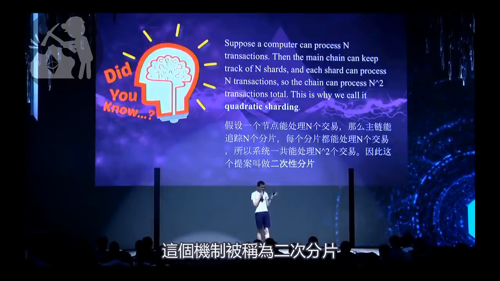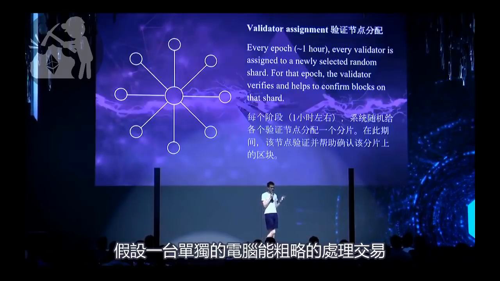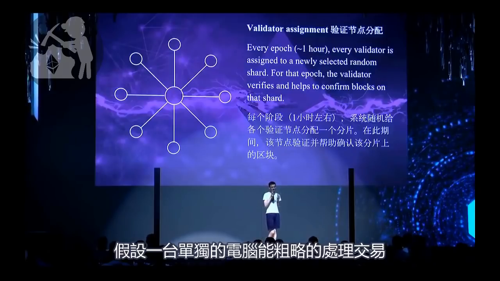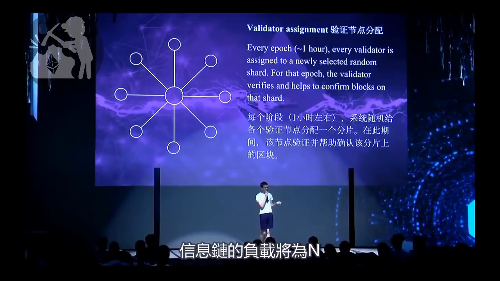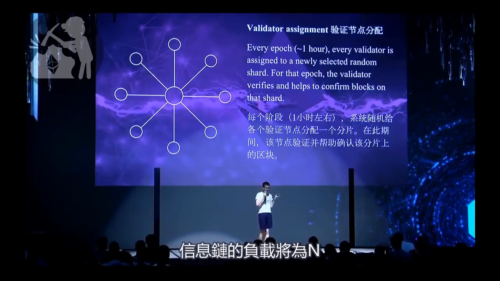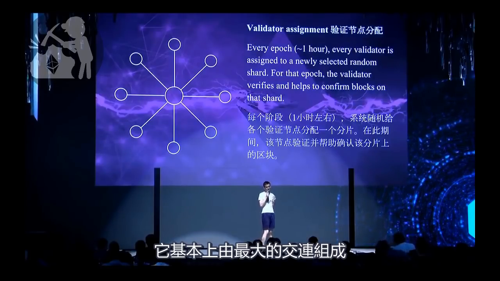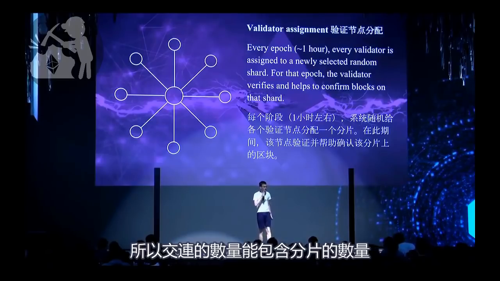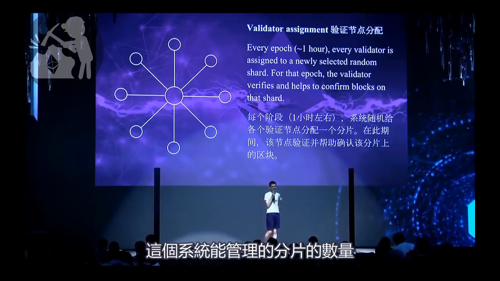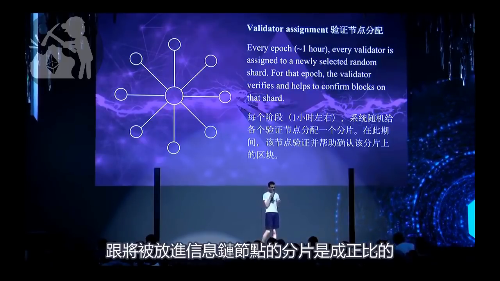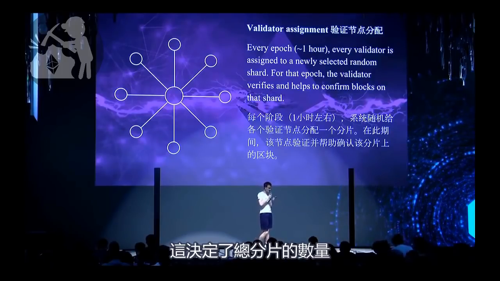Now it's called quadratic sharding because, well, the implication here is that if you suppose one single computer can process roughly n transactions or kind of n objects, then the load of the beacon chain is going to be n. And the load of the beacon chain basically consists of, the largest portion of it is crosslink transactions, right? So the number of crosslinks that it can include, and so the number of shards that the system can manage is proportional to the load that we're willing to put onto a beacon chain node. Now, so that decides the number of shards.